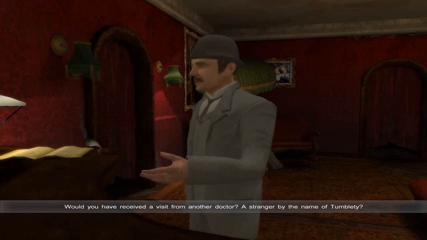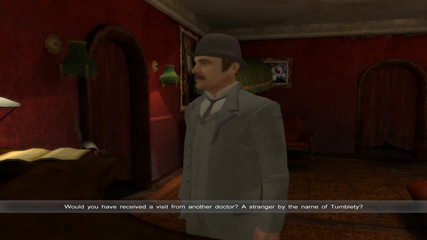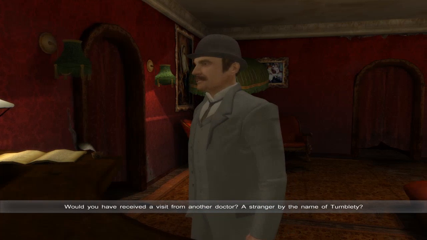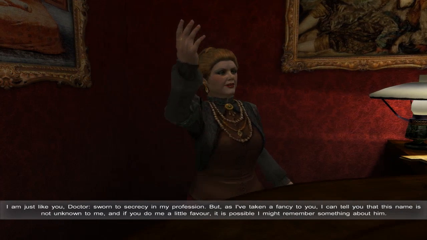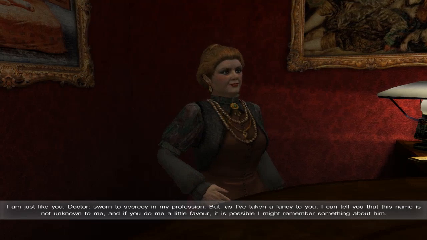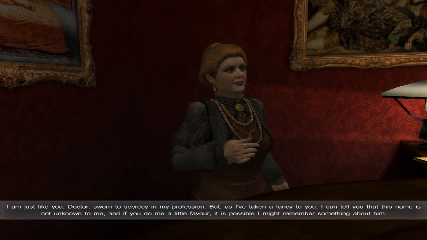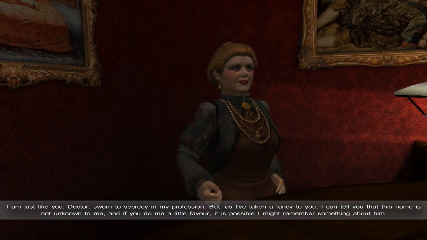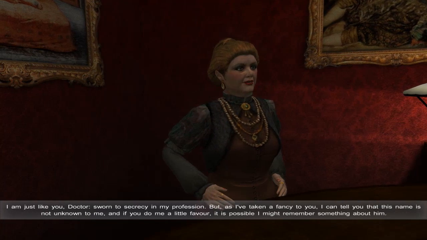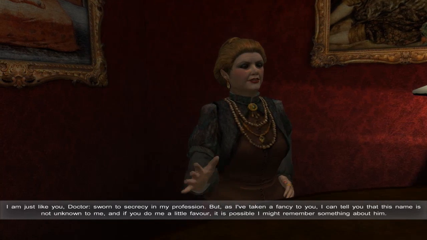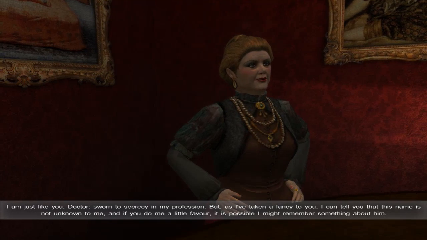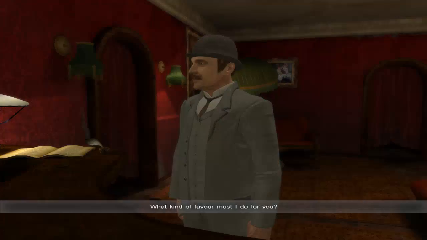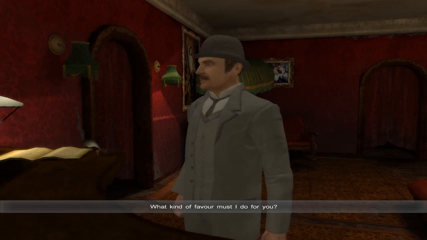Would you have received a visit from another doctor, a stranger by the name of Tumbleton? I'm just like you, Doctor, sworn to secrecy in my profession. But as I've taken a fancy to you, I can tell you that this name is not unknown to me. And if you do me a little favour, it is possible I might remember something about him. Spill the beans. What kind of favour must I do for you?